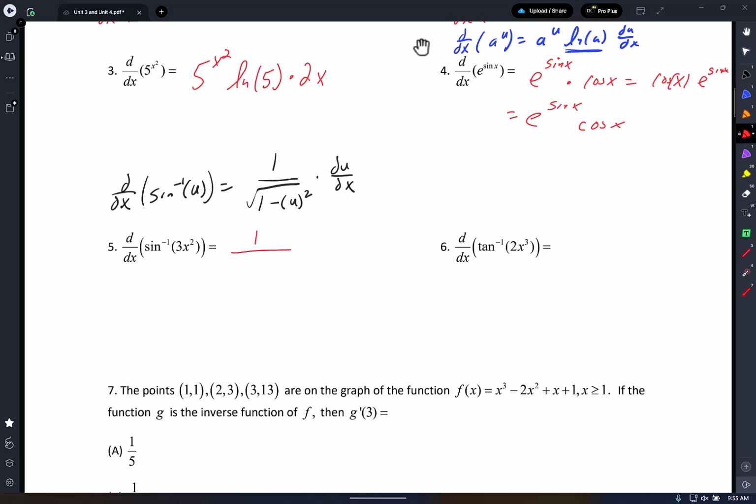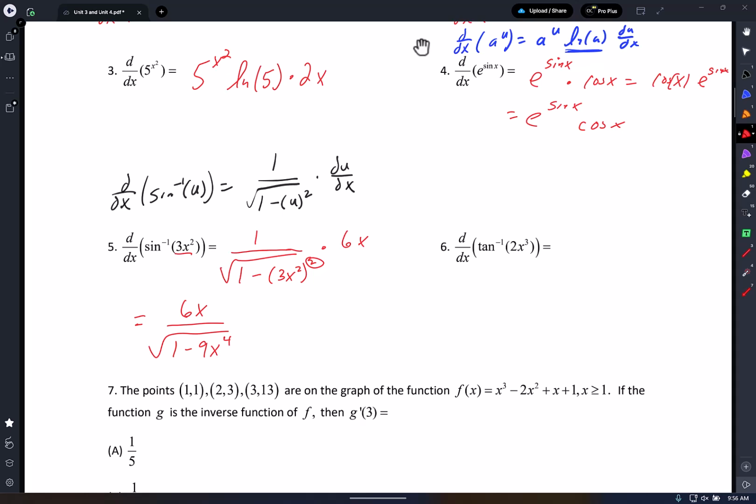So 1 over the square root of 1 minus (3x squared) squared, times the derivative of 3x squared, which is 6x. So some of you tried to simplify, but simplified incorrectly. 6x over the square root of, if you're going to square it, 3 squared is 9, so 1 minus 9, x squared squared is x to the 4th. So there's your law of exponents. I don't see any issues. We're good. You could have left it with this 3x squared there.